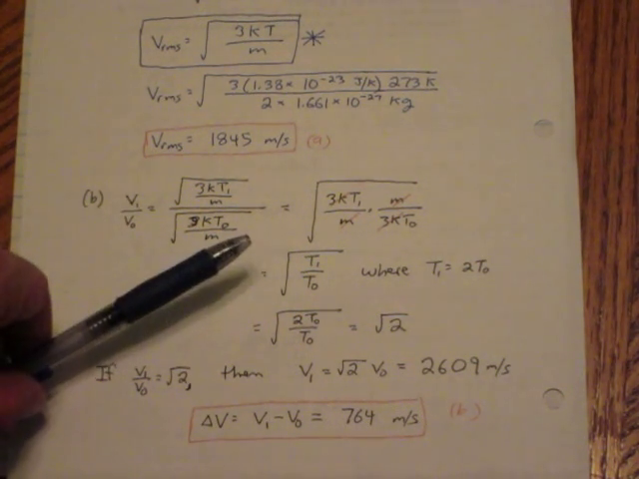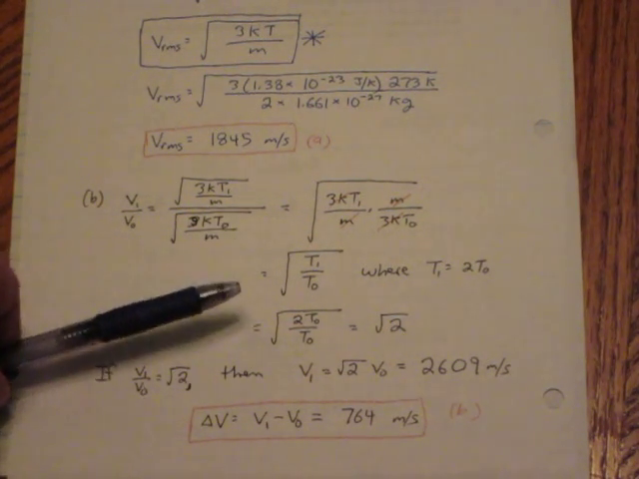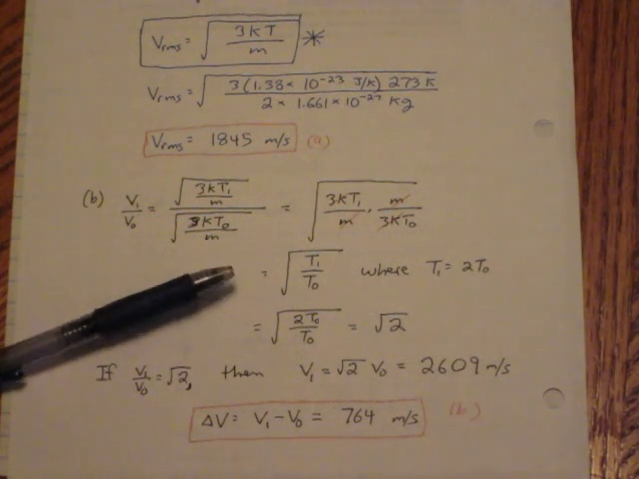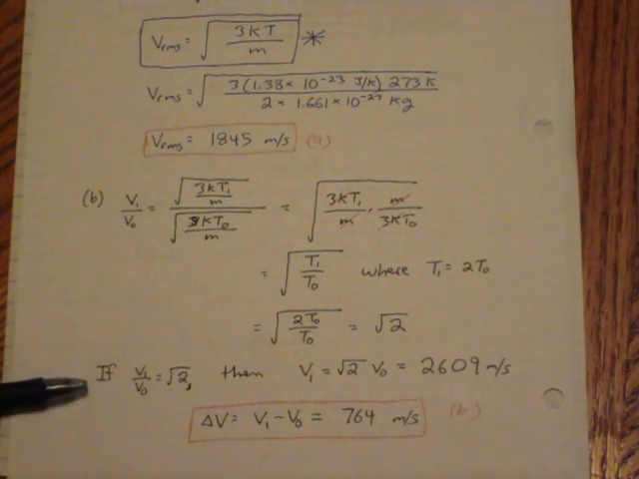A little bit of algebra here shows that the 3's, the k's, the m's are all going to divide out. What you're left with, where my pen is pointing, comes out simply to square root of T1 over T0. Now when we recognize that the temperature has doubled, we can make a substitution that T1 is really equal to 2 times T0. So instead of square root of T1 over T0, we get square root of 2 T0 over T0. The T0's cancel out, and we get square root of 2.